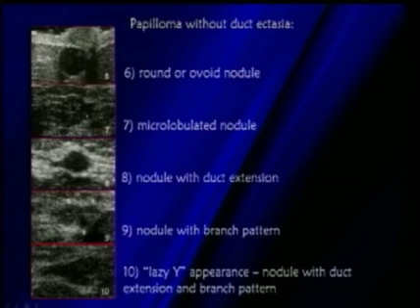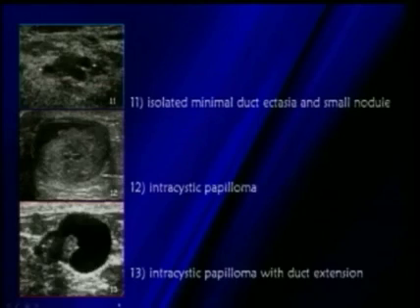This is one that is microlobulated. This is a papilloma where we can see just an area of duct extension. This is another intraductal papillary lesion where we can see a branch pattern coming off. And then sometimes we can get a lazy Y appearance of the nodule with ductal extension into that, or the branch pattern that can be seen.